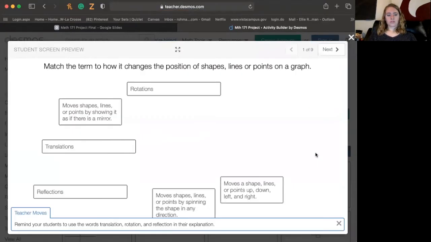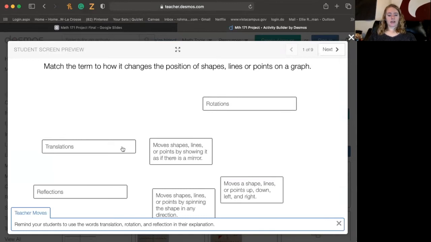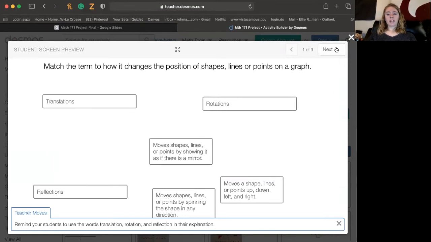So we'll see it from a student view. So first off right here, we have matching the vocabulary. This is kind of a review from what we would have talked about in class. So then you could match those up.